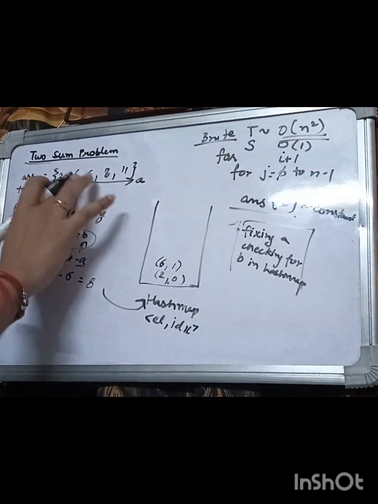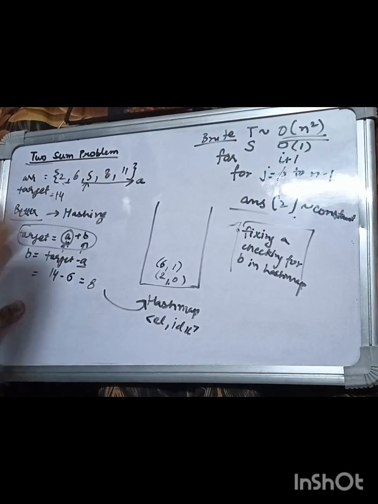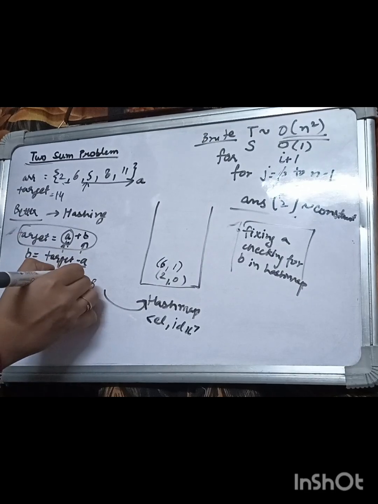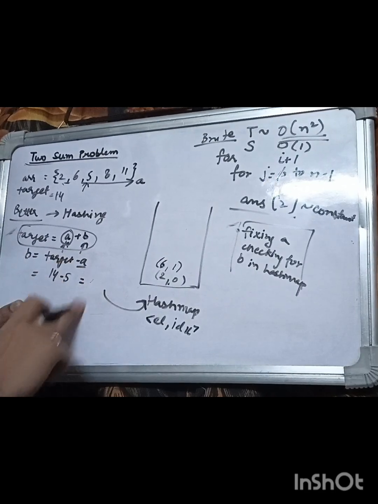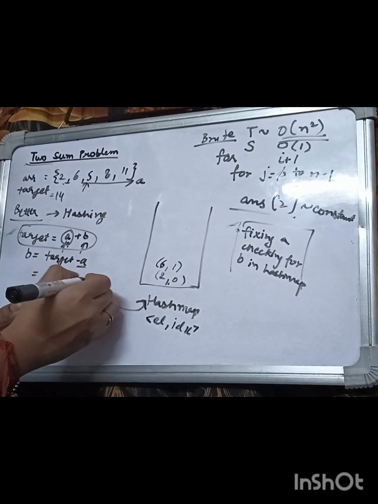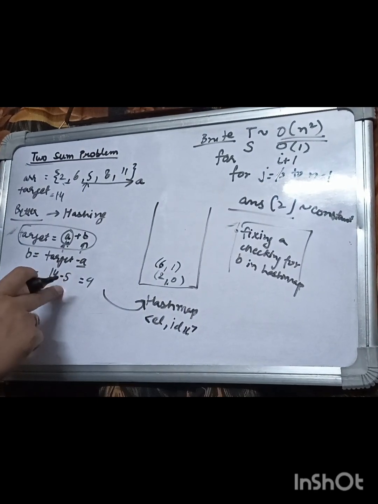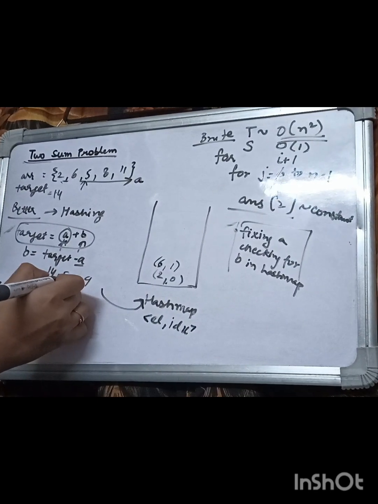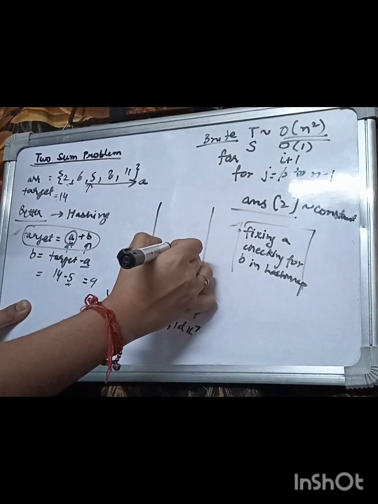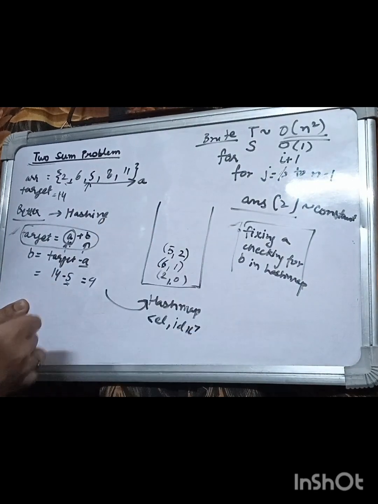Okay, now you go to this 5. 14 minus 5 would be what? 9. Is 9 there? No. So what will I do? I will add this a. Remember, you have to add the a, not the b. You will add this a into the hash map.